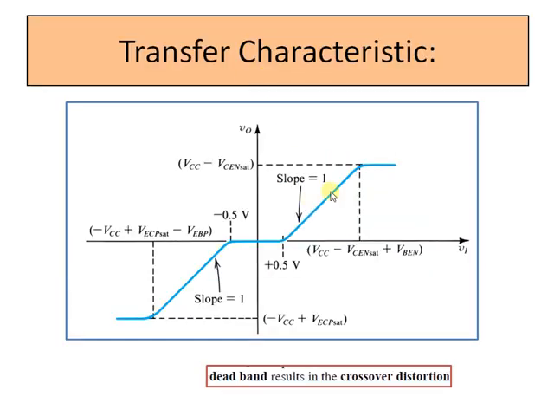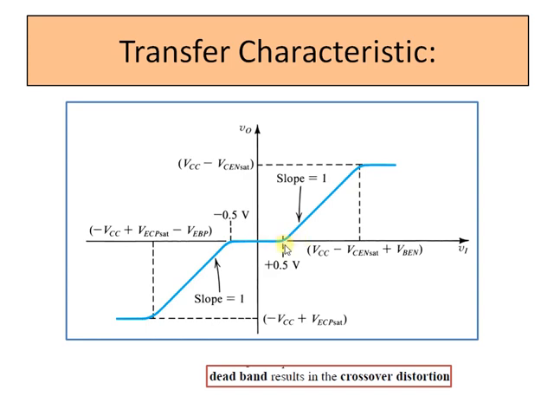Let us look into the transfer characteristics, which is a graph of input versus output. There exists a range of input voltage centered around 0, and we had specified that if the voltage exceeds beyond +0.5 or goes below -0.5, you can see that here we have the region between -0.5 and +0.5, and when the input is 0, output is also 0.